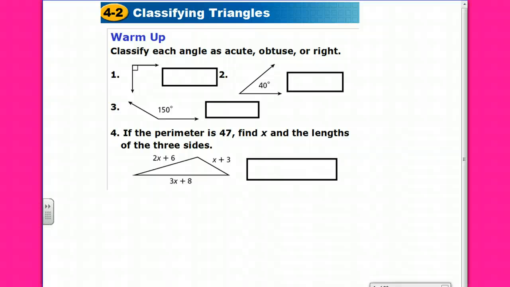Hey Geometry, this is Chapter 4, Section 2, Classifying Triangles. Pause the video, try the warm-up, come back and check.